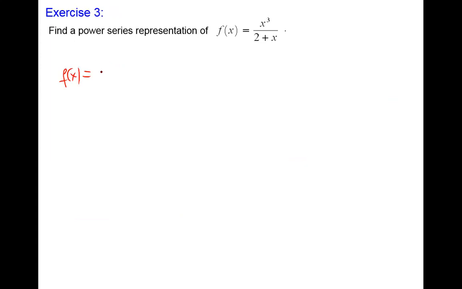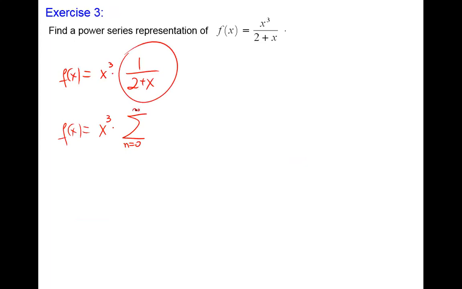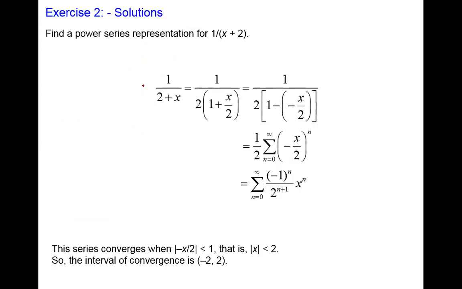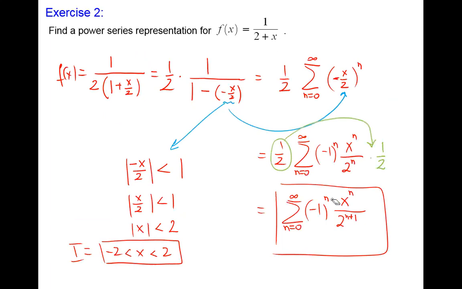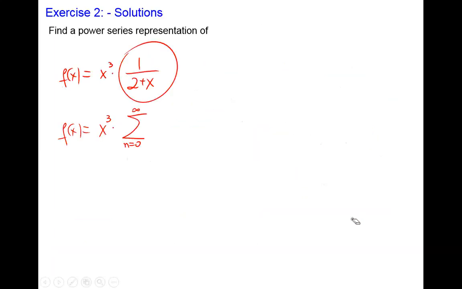Oh, actually, do you see, this looks like x cubed times 1 over 2 plus x. And we just did this function. Okay, actually, let's use this information. That means I will have x cubed and my power series representation for 1 over 2 plus x, that's this. 1 over 2 plus x is this formula. Negative 1 to the n, x to the n, over 2 to the n plus 1. I will copy this. Okay, that's also helpful.